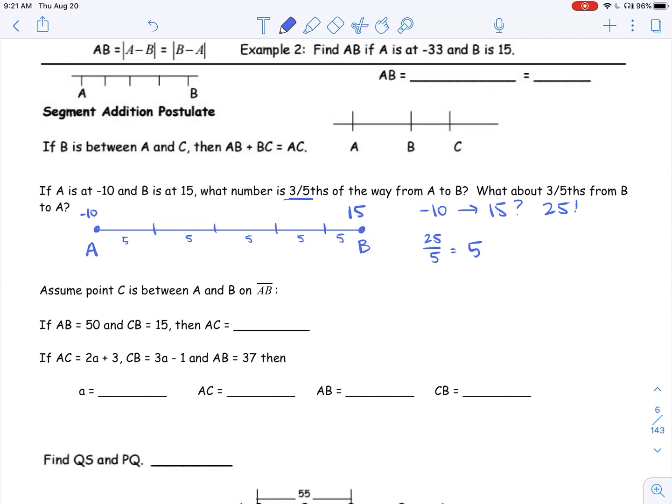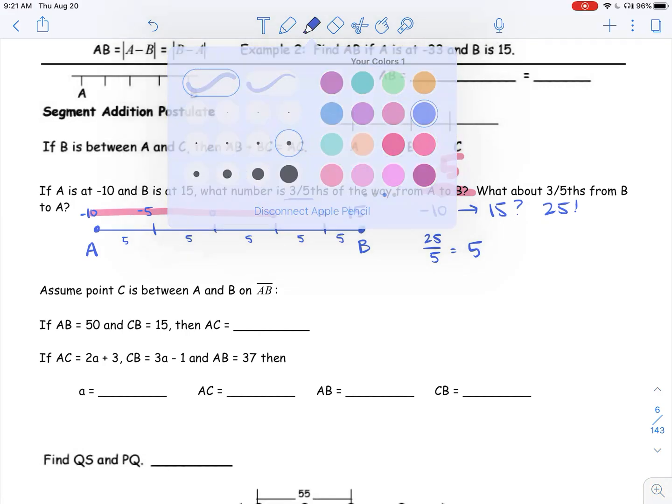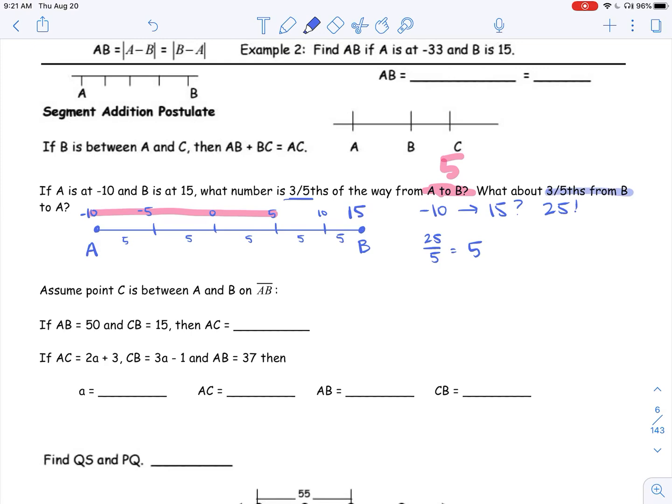And if you want to, you can go ahead and just number your number line. So this would be -5 and 0 and 5 and 10. And this is saying, what is 3/5 of the way from A to B? So if I start back here at A and go 3 of those sections, 1, 2, 3, I am at the number 5. And if I change my color here and I want 3/5 from B to A, we're going to work backwards. So if I start here and work backwards, 1, 2, 3, that puts me at 0.